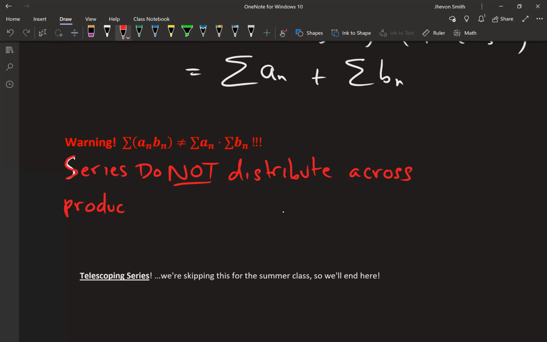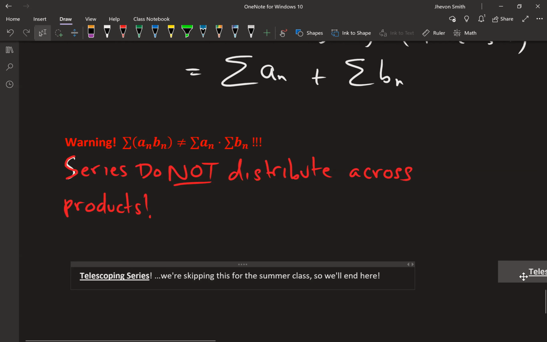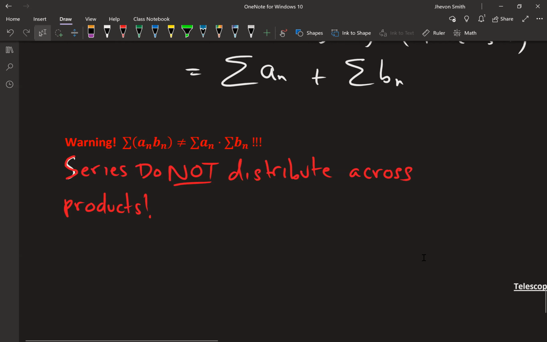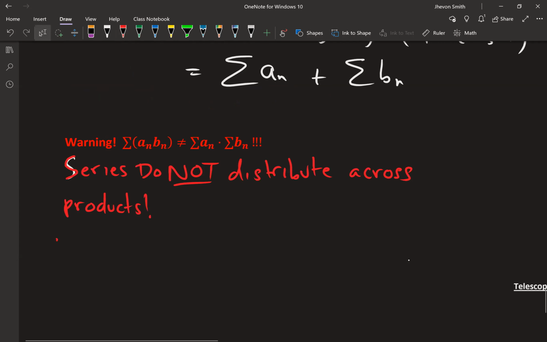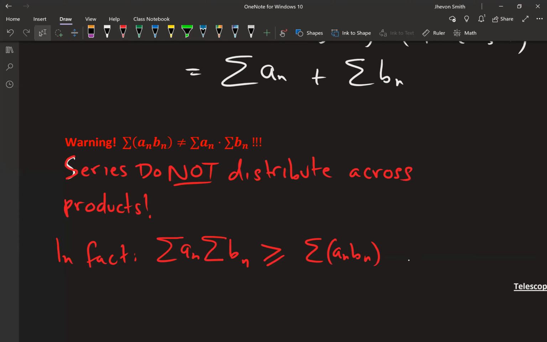So if you're doing some sort of mathematical operations, you should know that a series will not distribute across a product. In fact, if you take a series of a_n and multiply it by a series of b_n, this is going to be greater than or equal to the series of a_n b_n in general. More than likely, it's greater than.